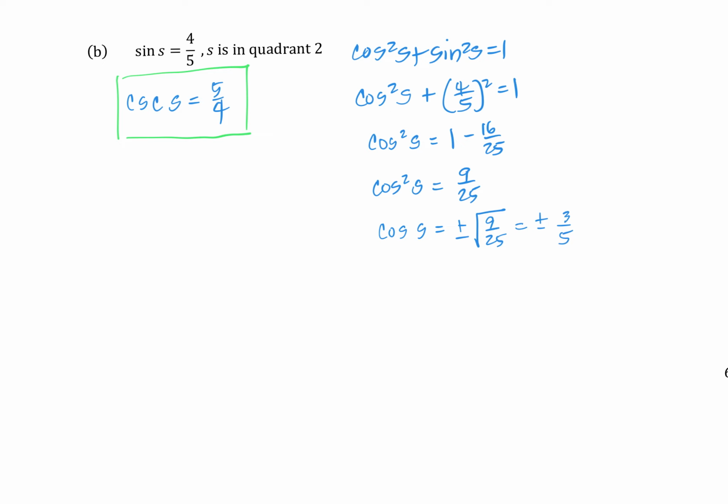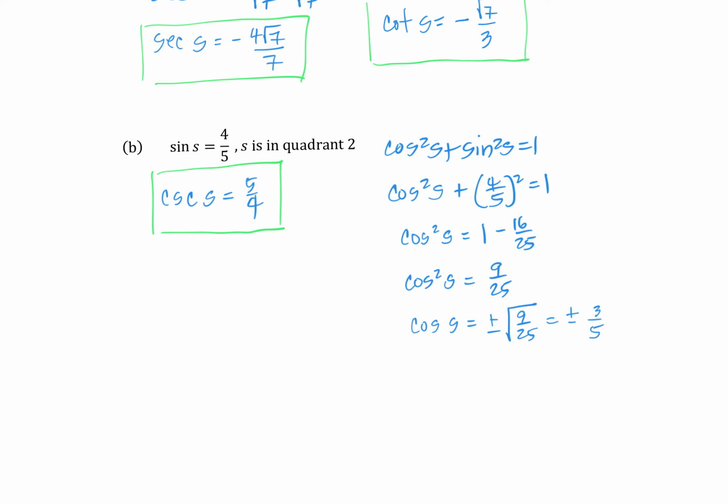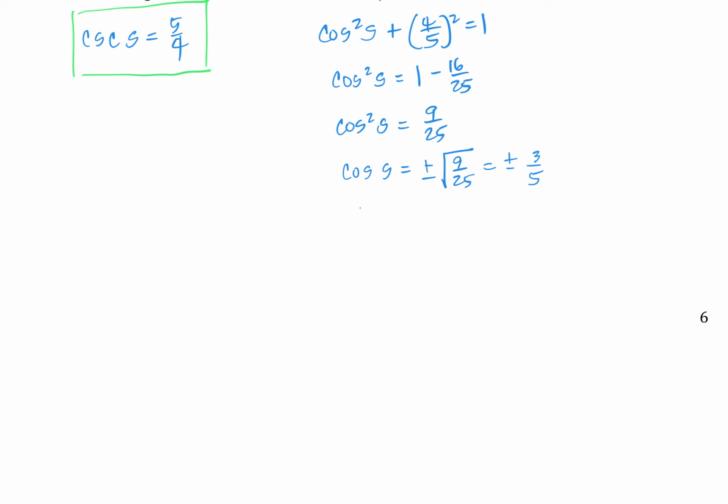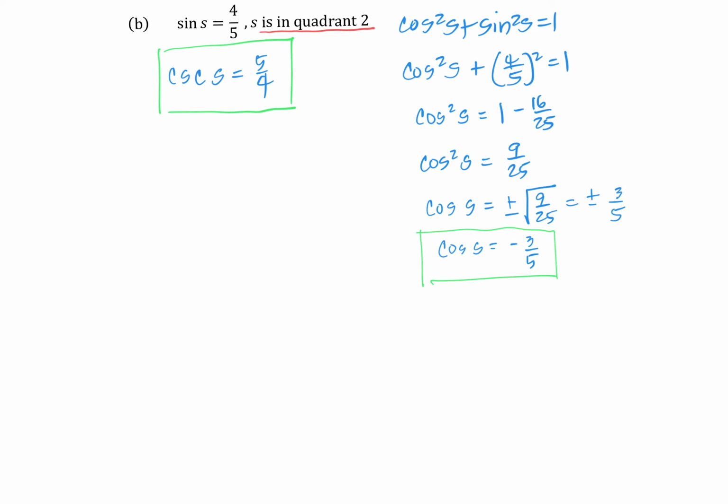I don't know which one to choose. However, going back to part B, it says that S is in quadrant 2. So since I'm in quadrant 2, I know that cosine is negative. Now I have cosine of S is equal to negative 3 over 5. Although that wasn't asked for in the problem. Now that I have cosine, I can find its reciprocal, which would be secant. So secant of s is going to be negative 5 over 3. This is a nice problem because I haven't had to rationalize anything yet.